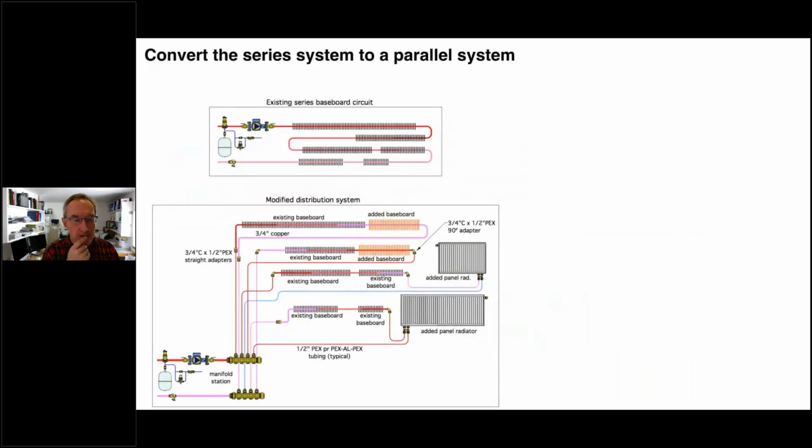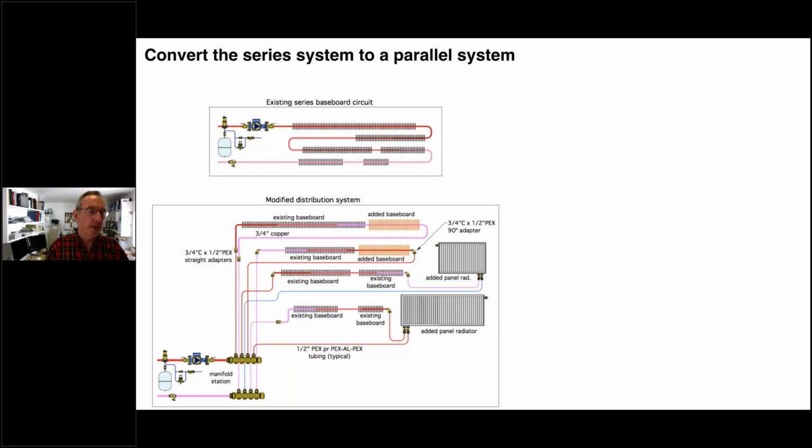So here's an approach that I think makes sense. You are starting with that series baseboard, and we're going to modify it over into a combination of series and parallel. You can see if you just pick one of these circuits, say that top circuit, the black baseboard there, I've labeled it existing baseboard, and then the orange one with the bigger fins, I've labeled it added baseboard. But that's just one of 4 circuits now. And what we've done is we have cut the existing distribution system where we can access it. And we've added that extra baseboard.